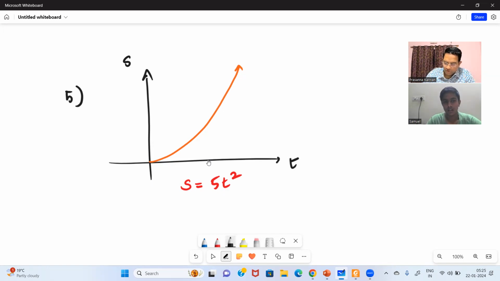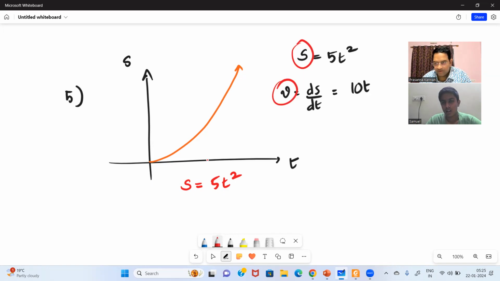Yes, Sam. What do you do with the equation? We have done this yesterday, right? Differentiate. If you differentiate, what do you get? 10t. What is that called? If you differentiate displacement, you get velocity, right? So velocity is, what can you say? V is equal to 10t. What does that mean?